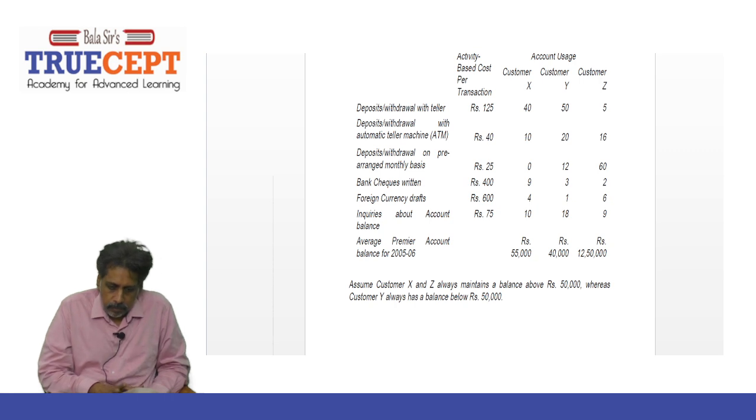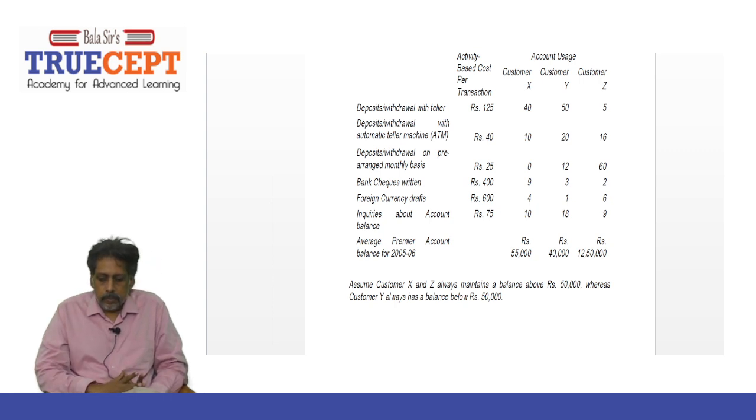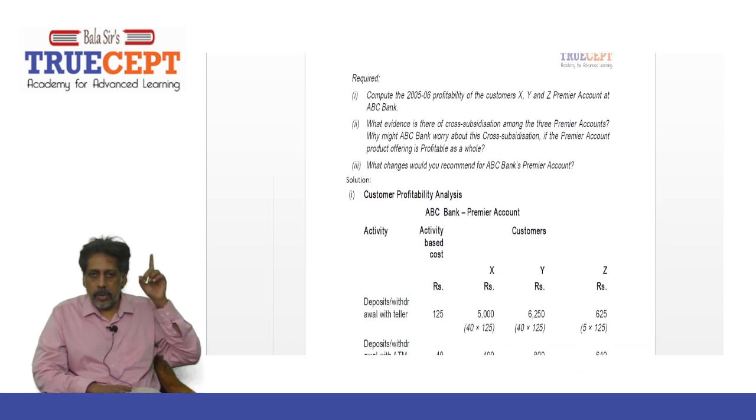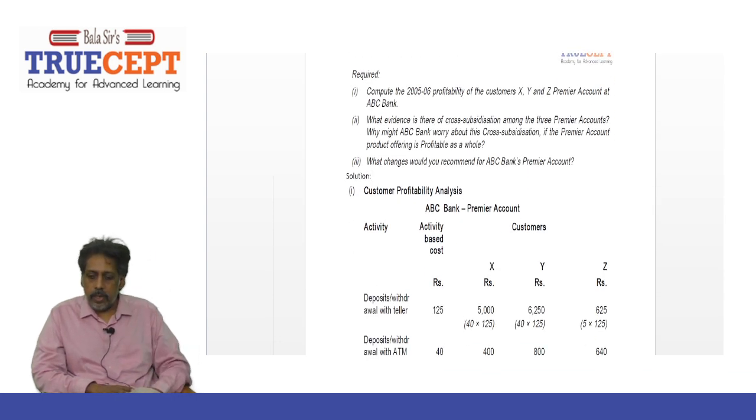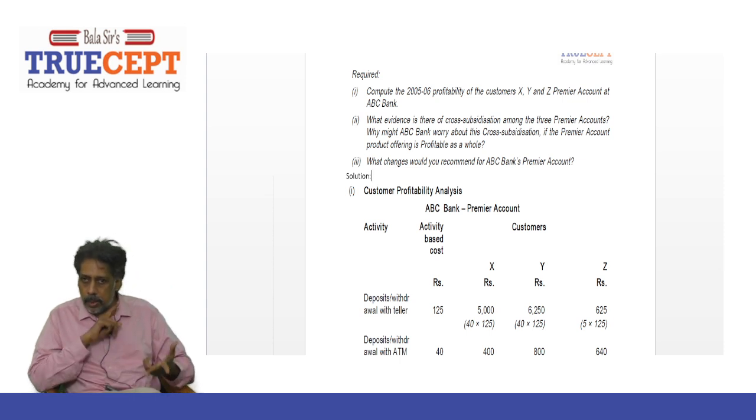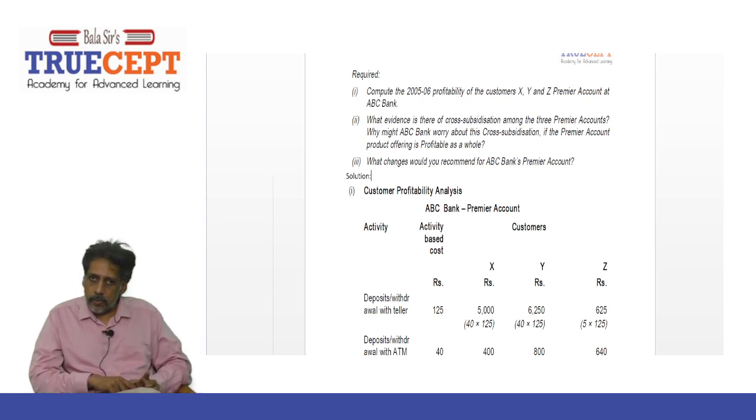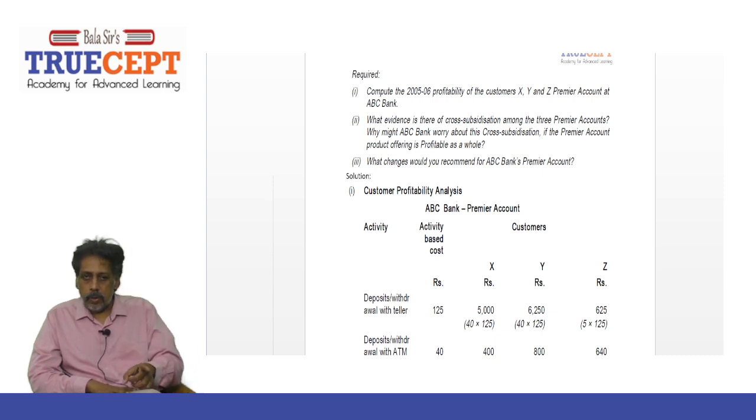Next. Assume customers X and Z always maintain a balance above 50,000, whereas Y always has a balance below 50,000. Very clear. X maintains 55,000 through the year, Z maintains 12 lakh 50,000, both above 50,000. And Y maintains only 40,000 on average, always below 50,000. That means this person has to pay rupees 1,000 to your bank, right? That's an income for the banker.